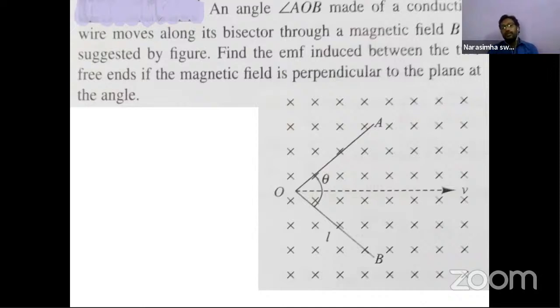Now the whole system is moving along the horizontal, as shown in the figure, with the velocity v. Now find the EMF induced between the two free ends if the magnetic field is perpendicular to the plane. So find the EMF induced between the two free ends, right? What is the induced EMF across the two arms? That is what they're asking.